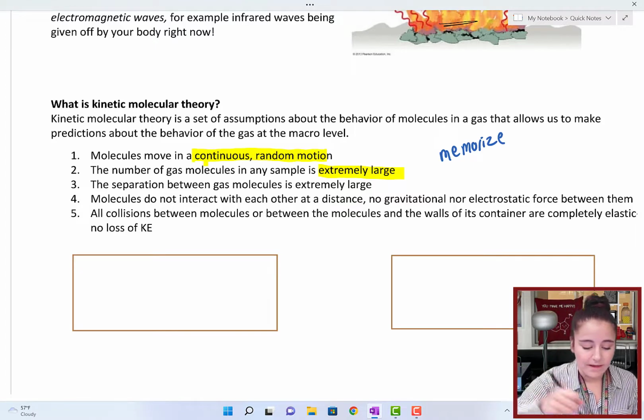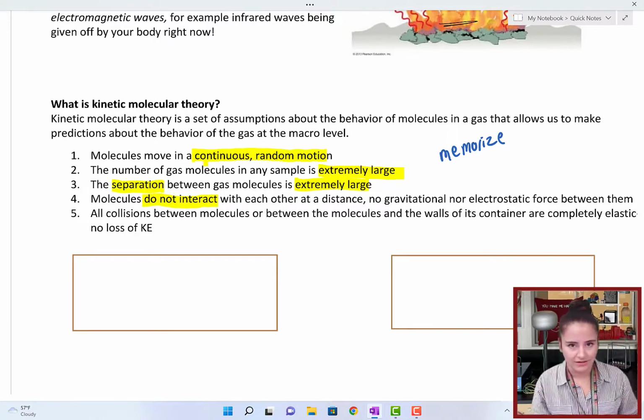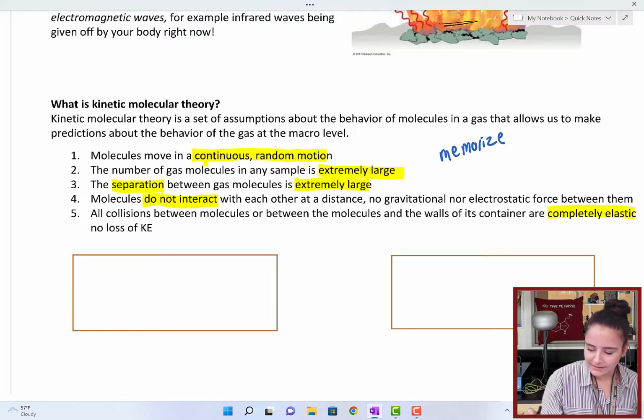The separation between them is extremely large, so they're super small compared to the spaces between them. They do not interact with each other, okay? We're not going to ever consider the gravity that two atoms in a sample of gas exert on each other, or the electrostatic repulsions of their electrons. Okay, we're just going to ignore that. And all collisions are completely elastic.